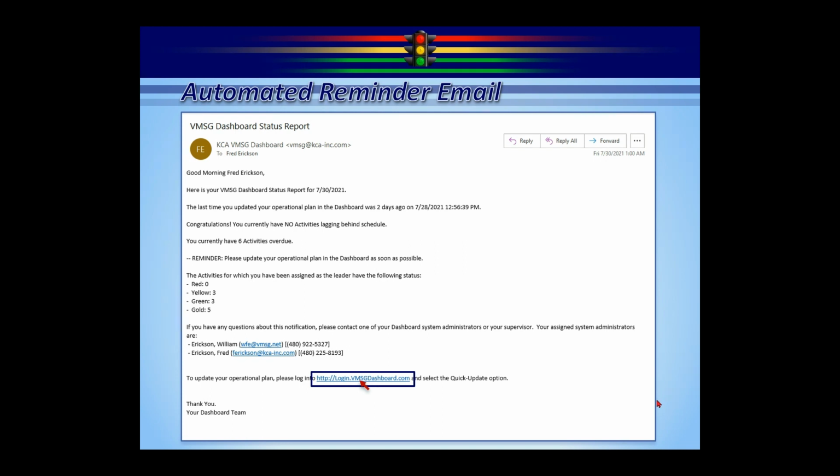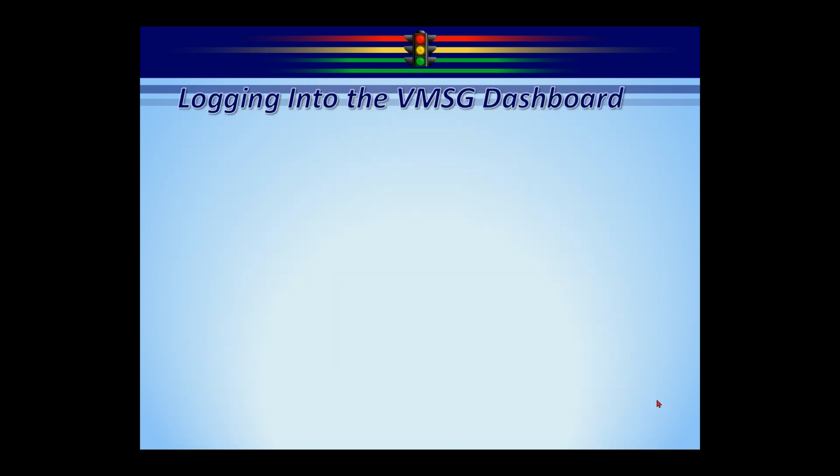Now I'm going to walk through the login process 2 ways. Number 1, there's a screen I'm going to walk through that just shows the steps. And then number 2, I'm actually going to go through and do it so you can see what it is. So let's walk through the steps here first. The link, as you just saw, is login.vmsgdashboard.com. That's one option. Option 2, if you can remember, is just to go to vmsgdashboard.com. And then in the top right corner, there's a link that says you're already a system user.